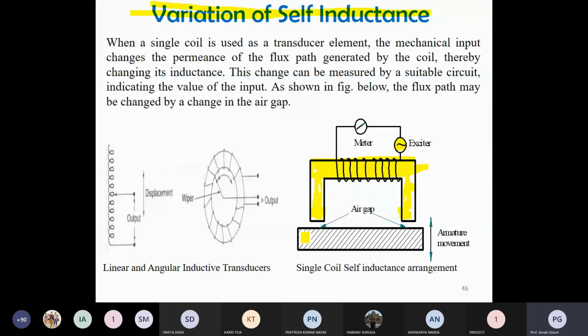Now you can see there is another ferromagnetic bar. You can observe the vertical movement of that bar, and this is your air gap.